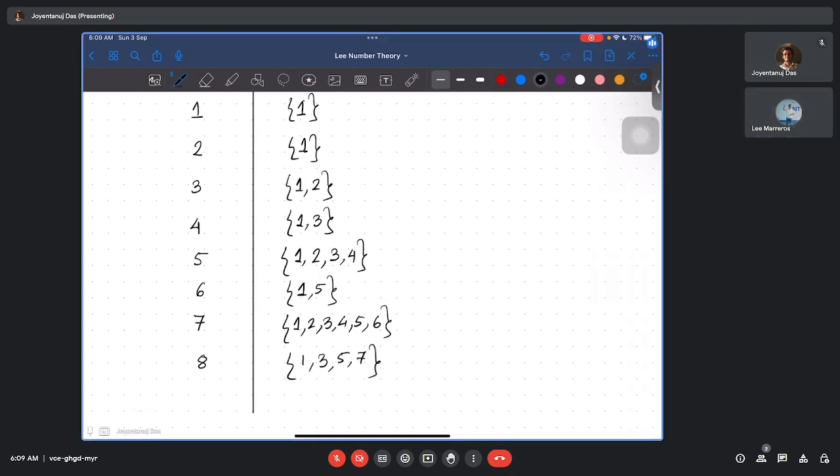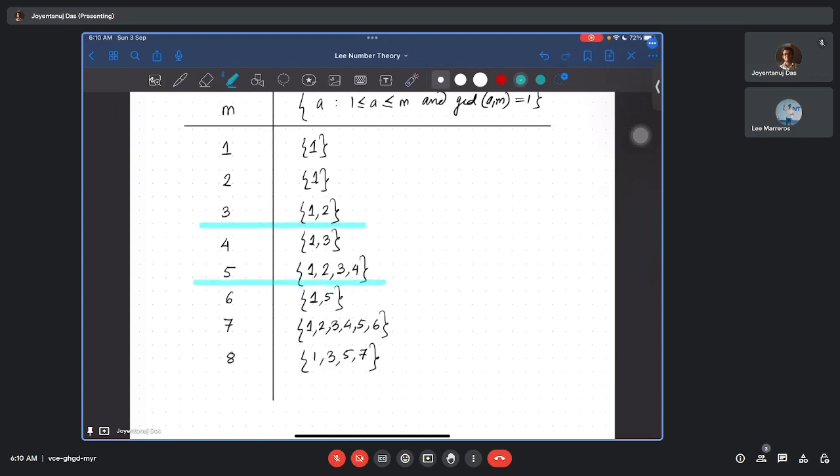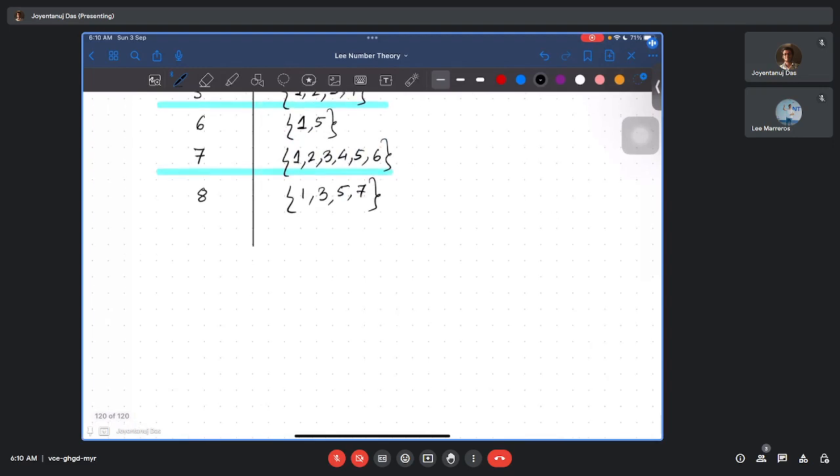So what we observe is, whenever a number is prime, all the numbers before it are in the set. Similarly for 5 it works, and similarly for 7. So when m is a prime, all the numbers up to m minus 1 are co-prime to that number. The number of elements in this set, we define as a special quantity.